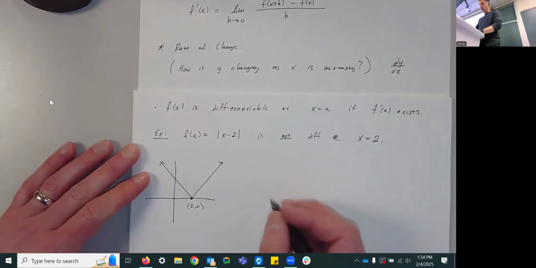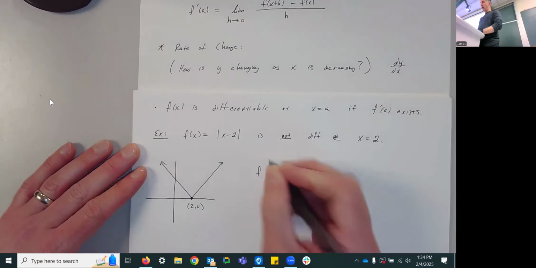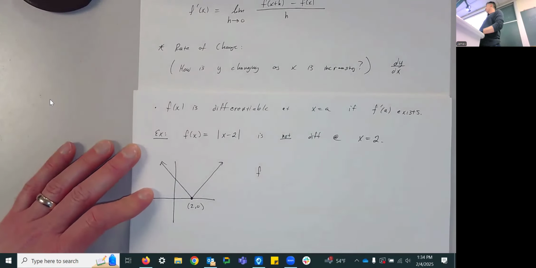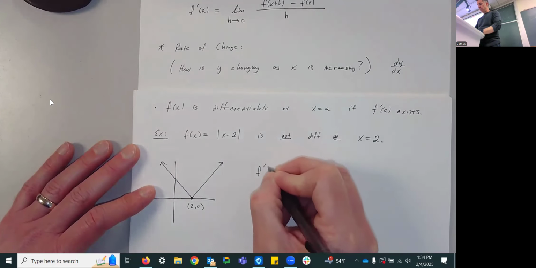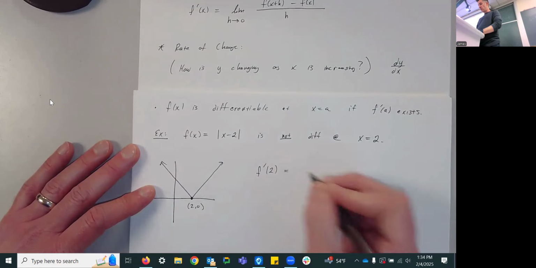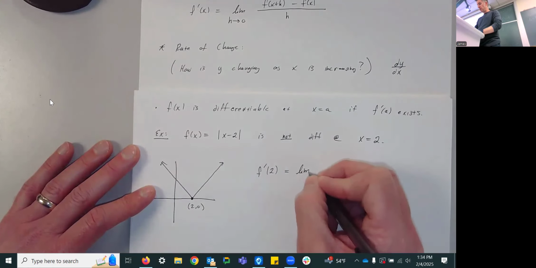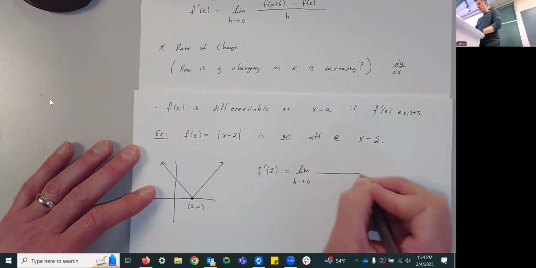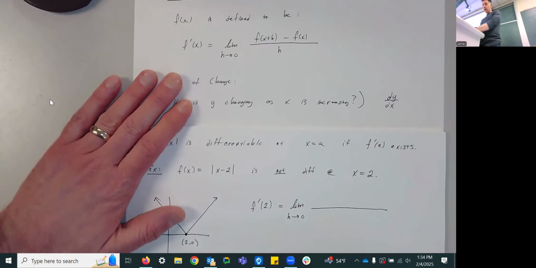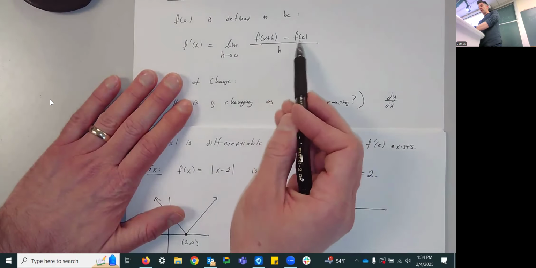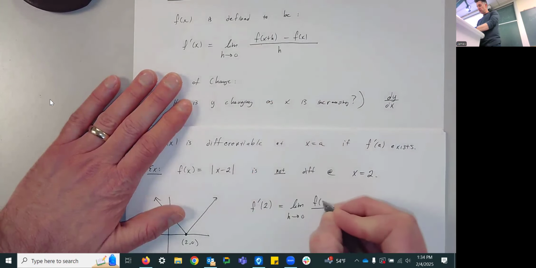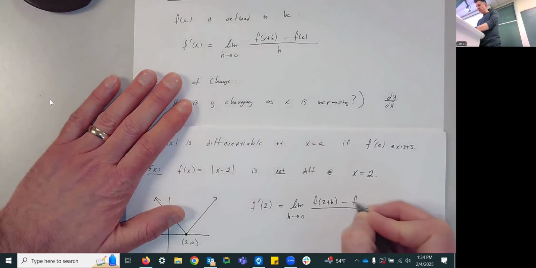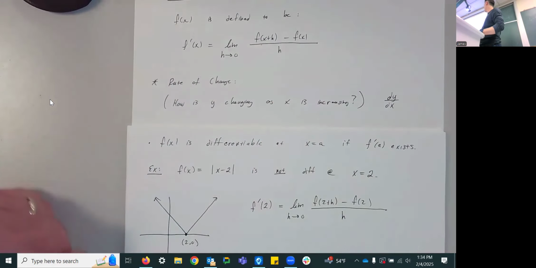So let's talk about showing the derivative doesn't exist. We're going to start off with the definition. We're actually going to go back to the definition at a particular point, not at a general x value. So we're going to look at f prime of 2. It's the limit as h approaches 0 of, instead of f of x plus h minus f of x over h, it's going to be f of 2 plus h minus f of 2 all over h.